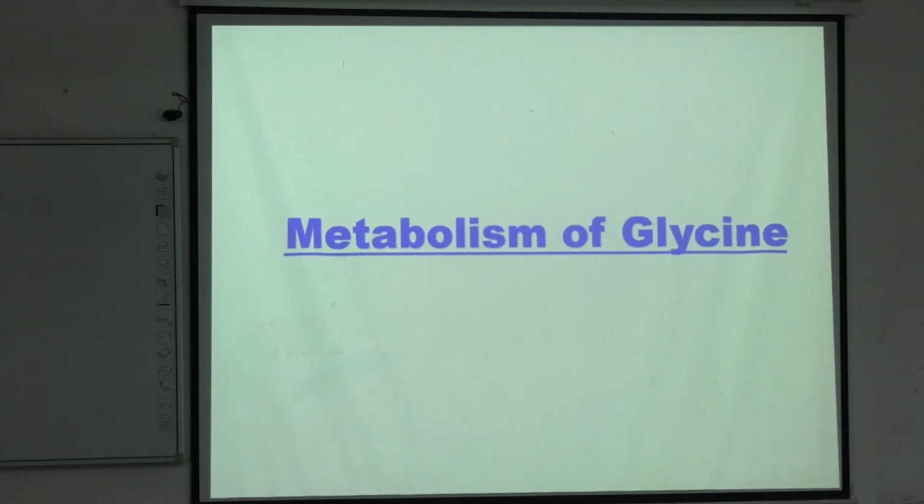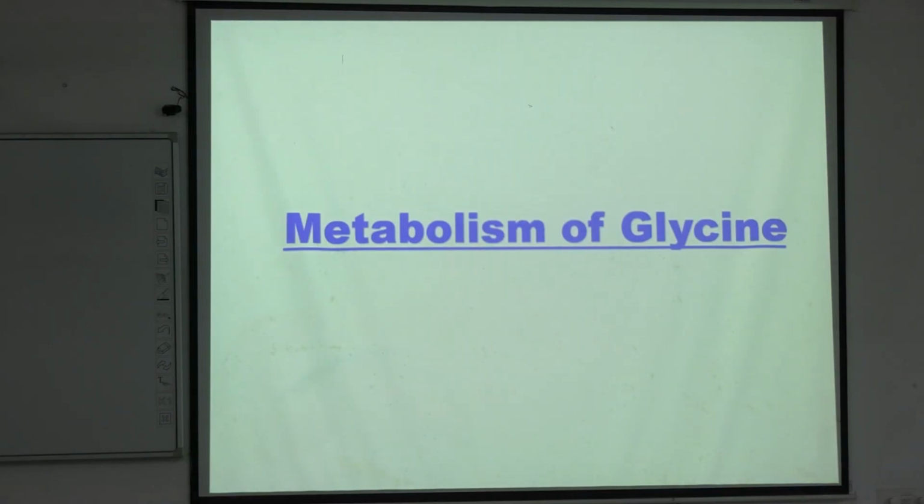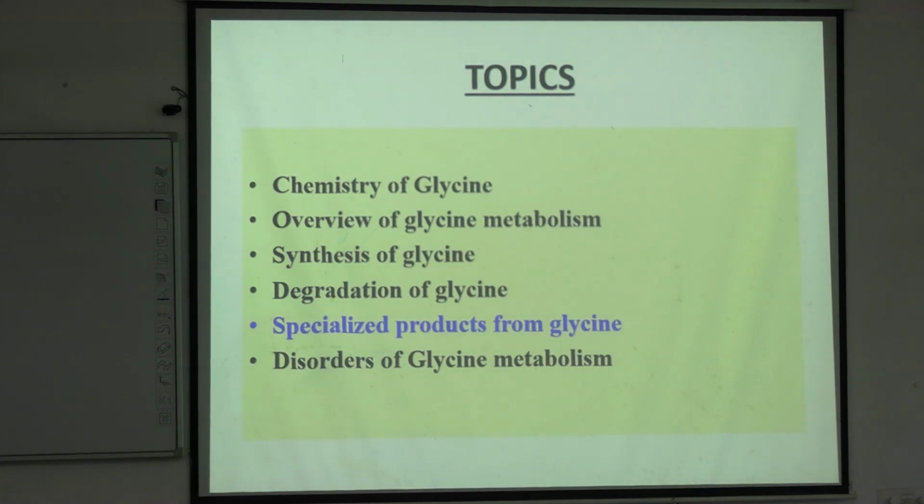So, this is metabolism, basically catabolism and anabolism both. Metabolism does not include only one thing. So, we will cover the chemistry of glycine very briefly, an overview of glycine metabolism, synthesis of glycine, degradation of glycine, specialized products from glycine, and disorders of glycine metabolism. And this is very simple. These 2 disorders are there, but they are exceedingly rare. Only for examination purposes you have to remember. But all other things are required.